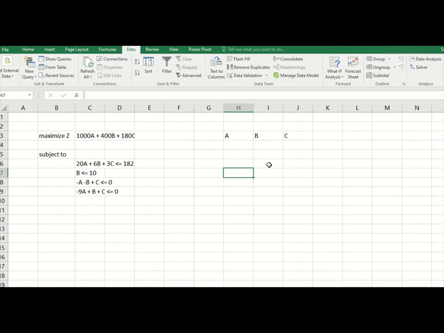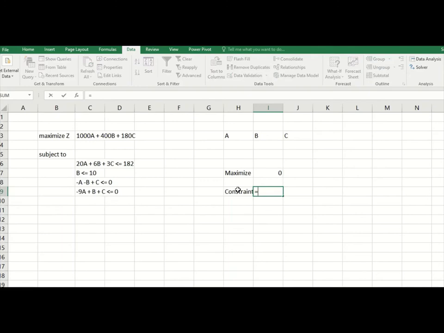And now we are going to start by programming in our objective function. So we are trying to maximize the objective. It will equal to thousand times A plus 400 times B and 118 times C. As for the constraints, we will do them separately.